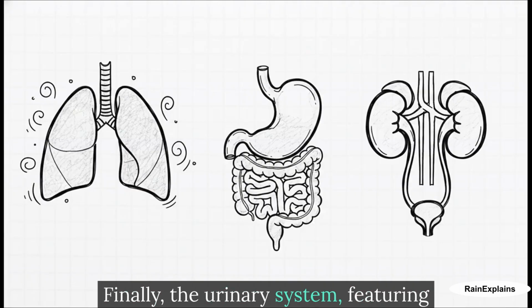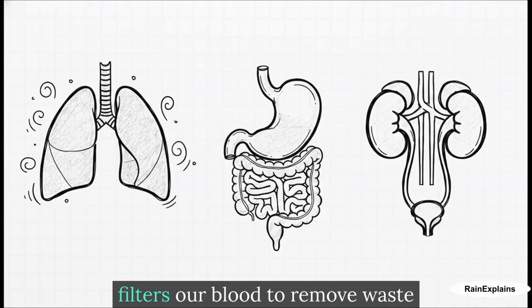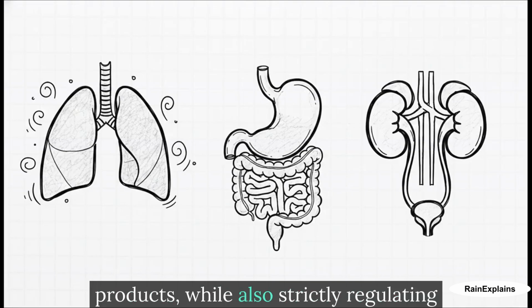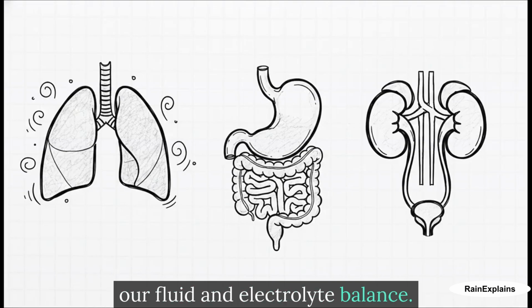Finally, the urinary system, featuring the kidneys and bladder, constantly filters our blood to remove waste products while also strictly regulating our fluid and electrolyte balance.